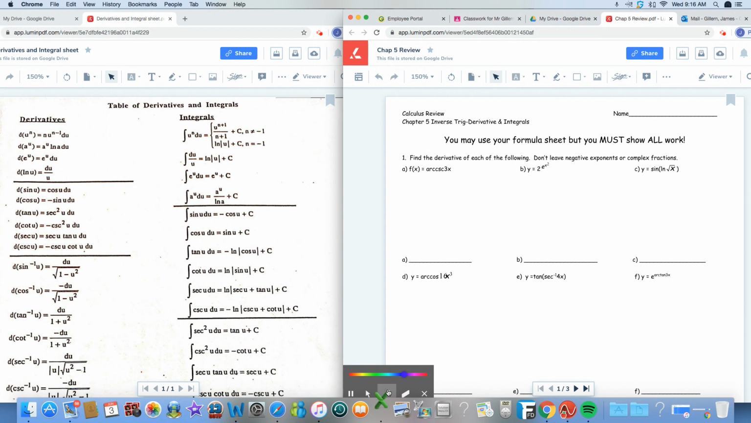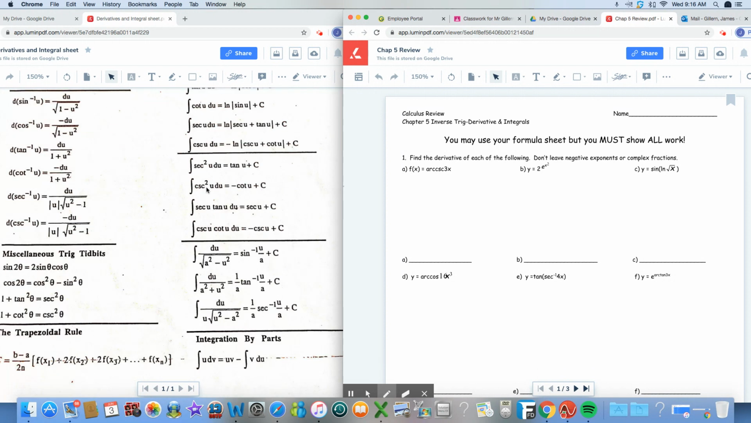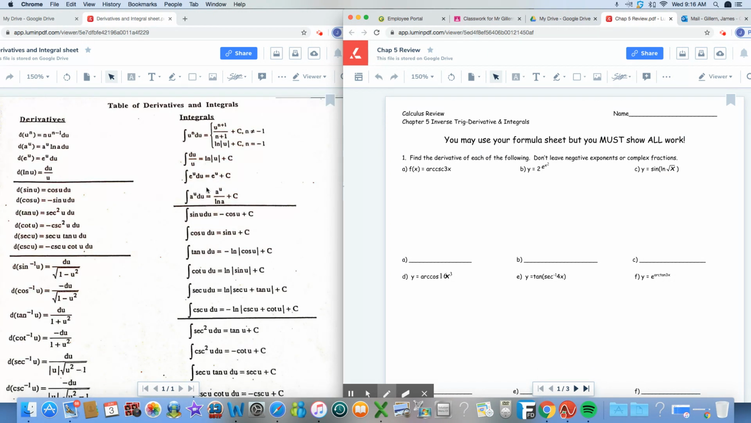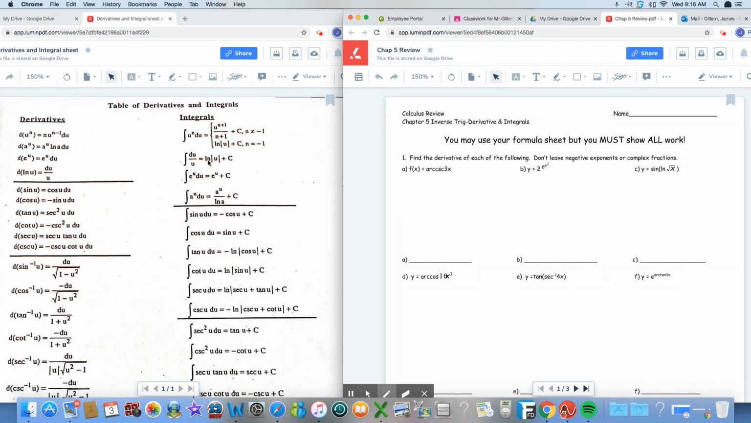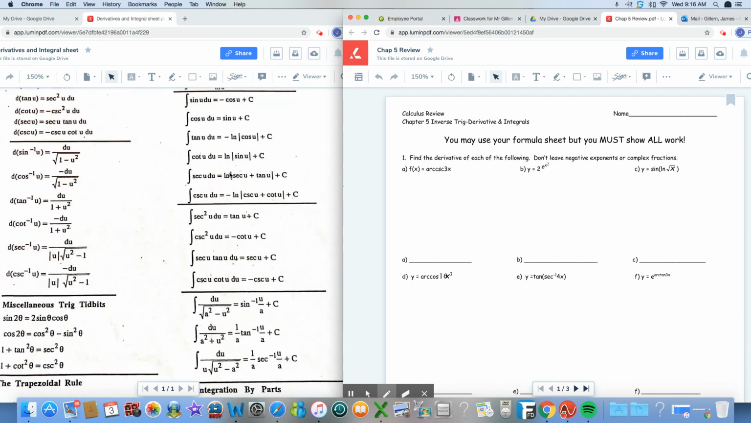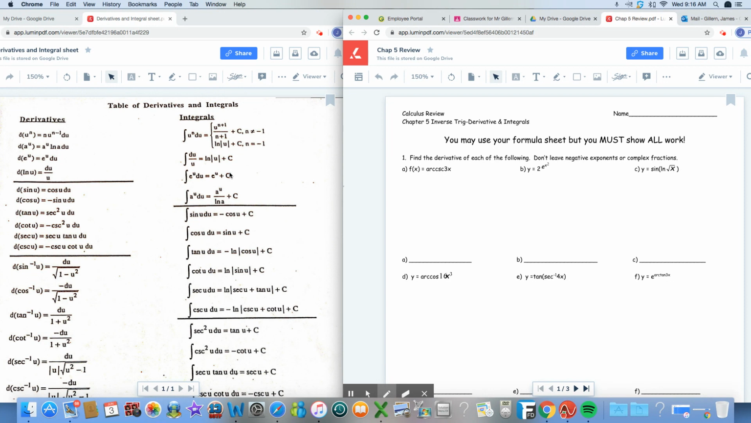Now, notice how I have my formula sheet right here. Very handy. I would make sure for your quiz, whether you're taking it Thursday for class 7 or Friday for class 1 or class 5, that you have this available during the quiz. Makes life so much easier, just following recipes.